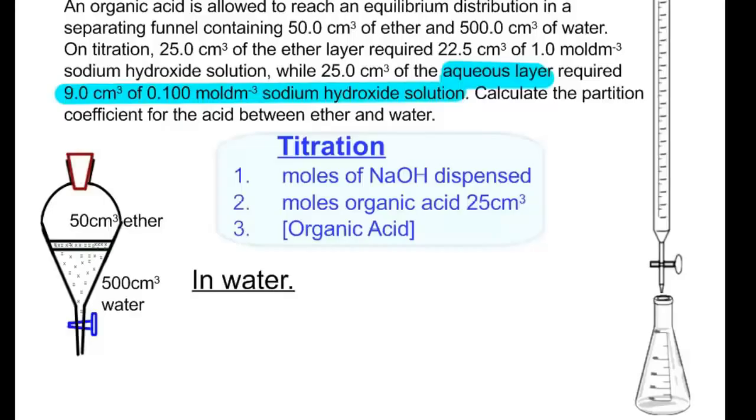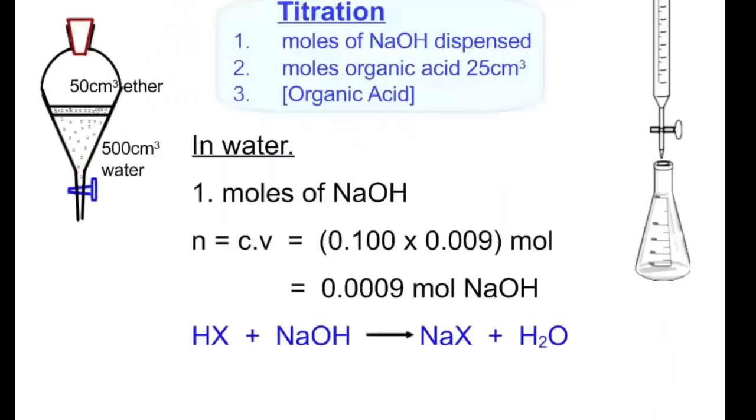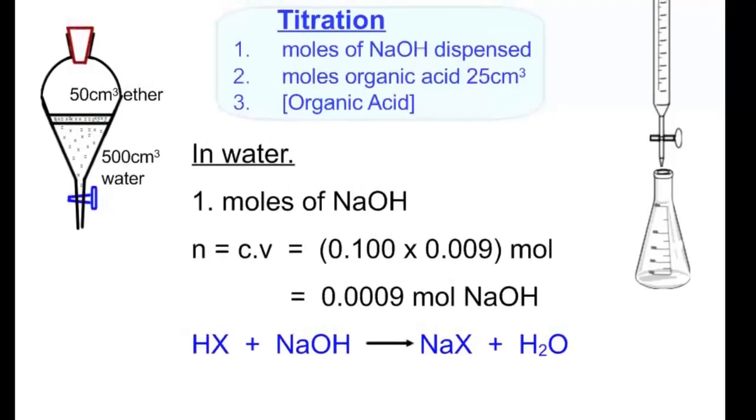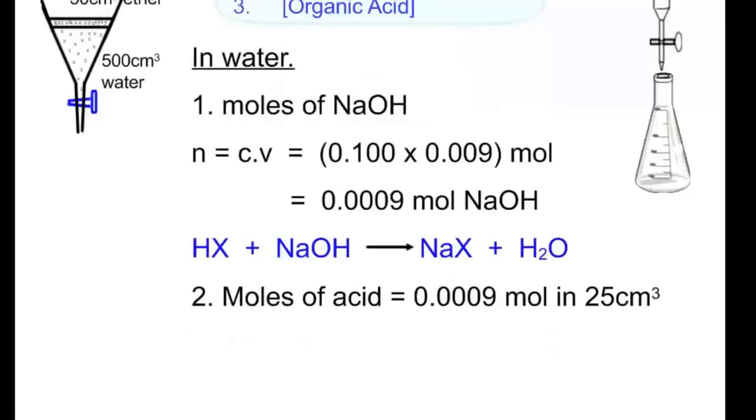And then in terms of n equals CV, the concentration is 0.100 and the volume is 9 cubic centimeters. Now the 9 cubic centimeters is divided by 1,000 to change to dm cubed, of course, and you see that comes out as 0.0009 moles of sodium hydroxide dispensed from the burette. Again, they react in equimolar amounts, that is the sodium hydroxide and the organic acid. So the number of moles of acid present in the flask this time is 0.0009 moles.